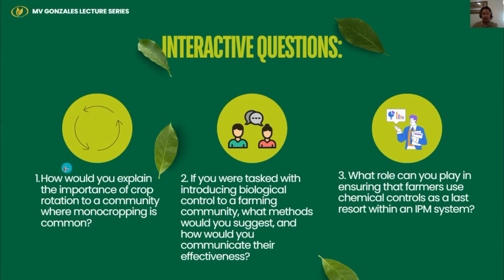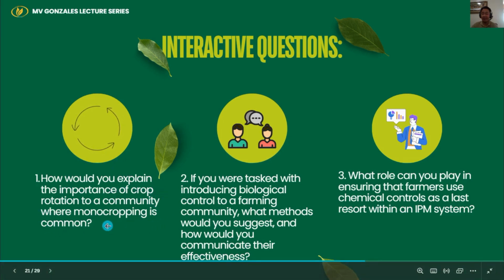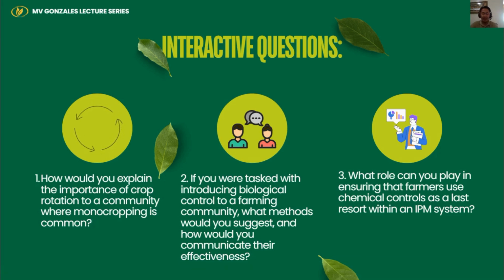So, the first question here is, how would you explain the importance of crop rotation to a community where monocropping is common? That is one way to address promoting organic agriculture, because we are trying to change their way of life, since organic agriculture requires a more diligent attitude, more hands-on work, and more dedication and commitment.